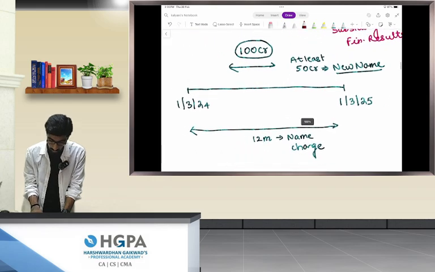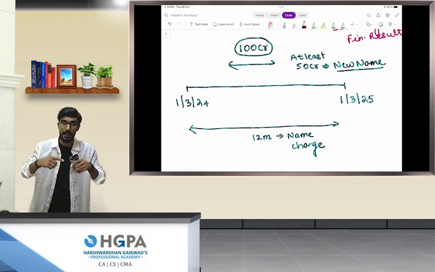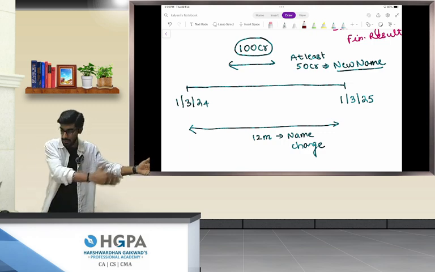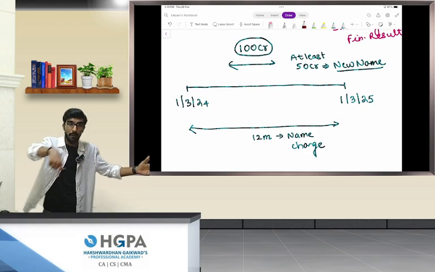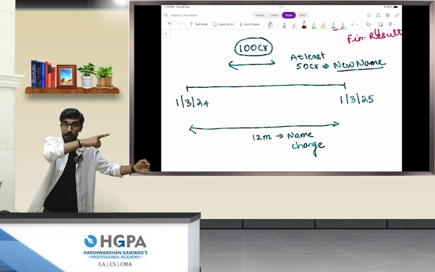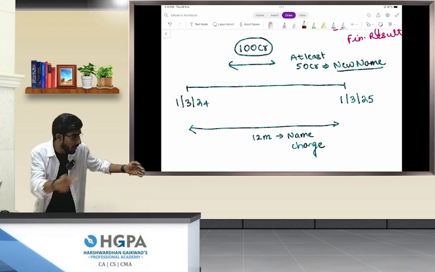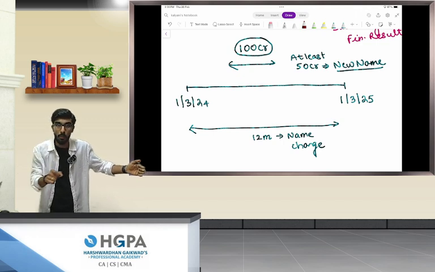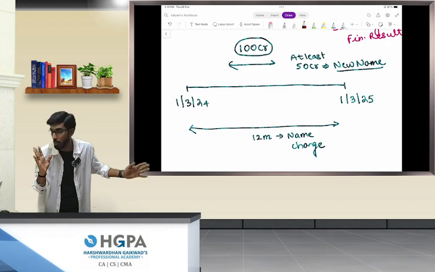What this rule is saying is that if I have changed my name in the last 12 months, then of the total revenue that I have earned in the last 12 months, more than 50% of this total revenue should be from the new name.